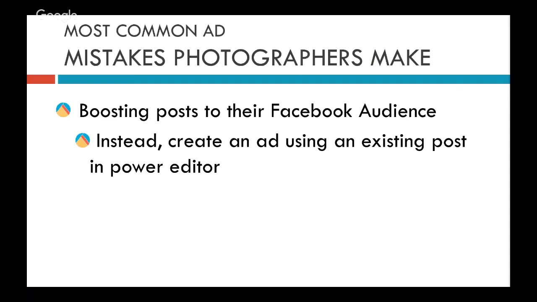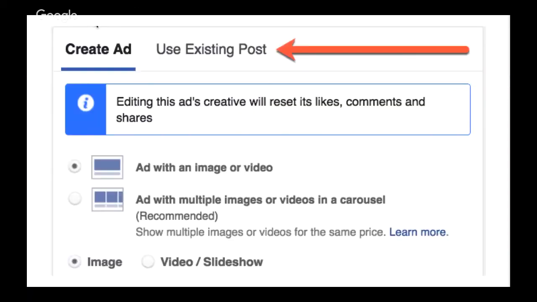So we want you to be much more strategic than that, especially after everything you've learned today. Instead of doing that, if you have a post that's already on your business page that you want more people to see, go into your Power Editor, and when you go to create an ad, just click the Use Existing Post button so you can boost your post with all the strategy of a normal ad.